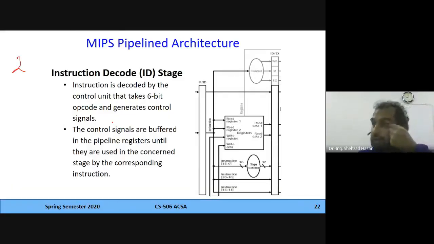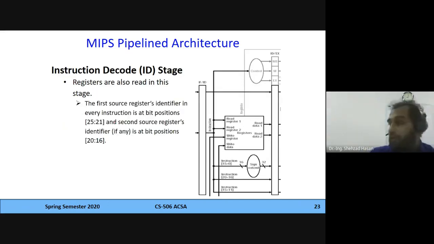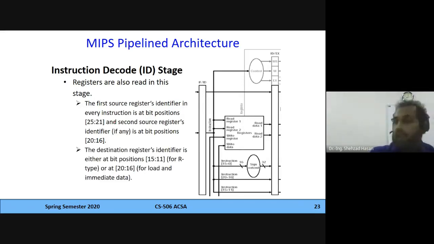So you're going to decode it, and then you are going to generate those control signals, plus you are going to read the register. So I don't have much time, so I'm going to quickly go through these stages. So this is what happens in the decode stage mainly. You're going to do three things. You are going to generate control signals, you're going to read the register, and then you're going to sign extend the values, sign extend the immediate values.